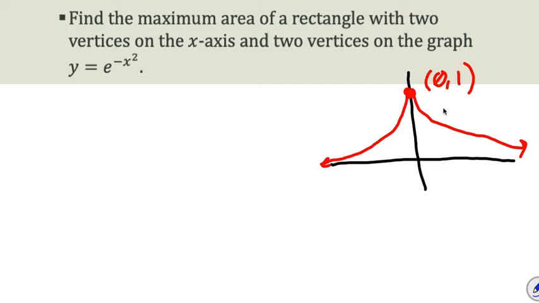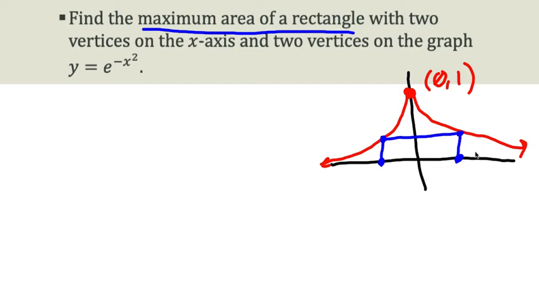So what we're trying to do here is find the maximum area of a rectangle that has 2 of the vertices on the x-axis, so like 2 points right here, and then 2 points on the graph, so like 2 points right here. So we're trying to find the area of this rectangle.